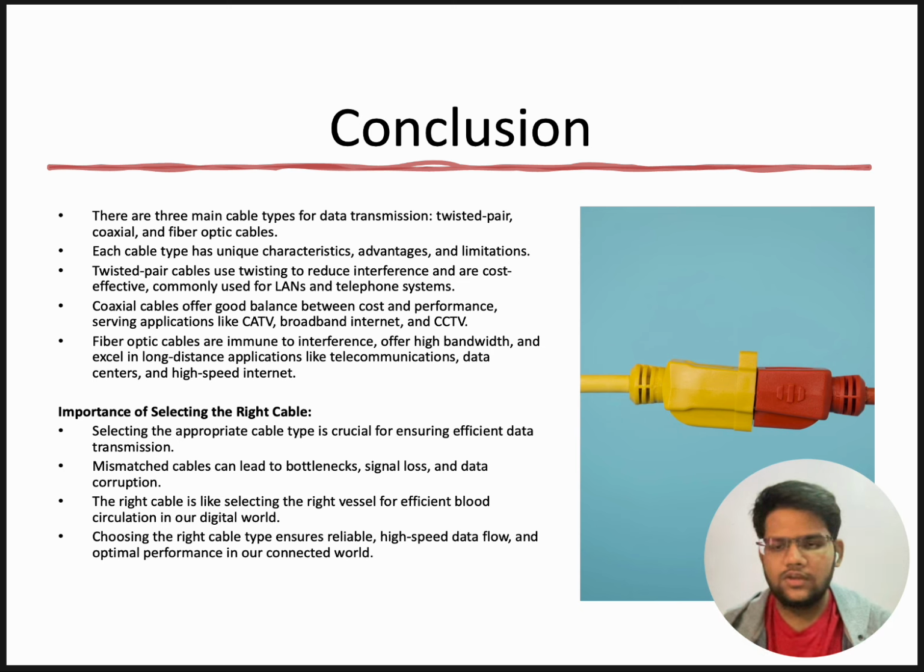Each cable type has unique characteristics, advantages, and limitations. Twisted pair cables are suitable for moderate speed local networks. Coaxial cables are ideal for applications like cable TV and broadband. Fiber optic cables are indispensable for high speed and long distance data transmissions.